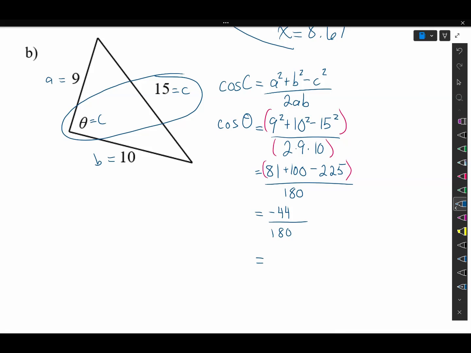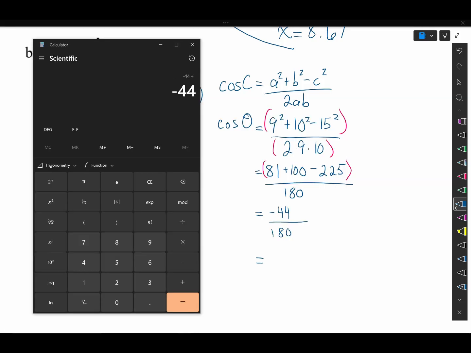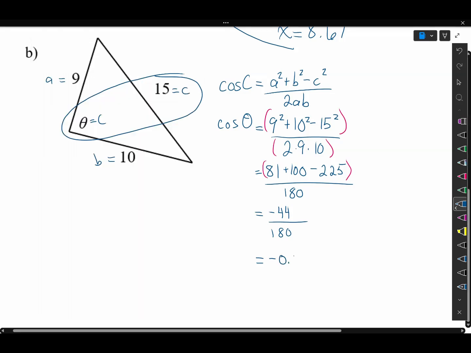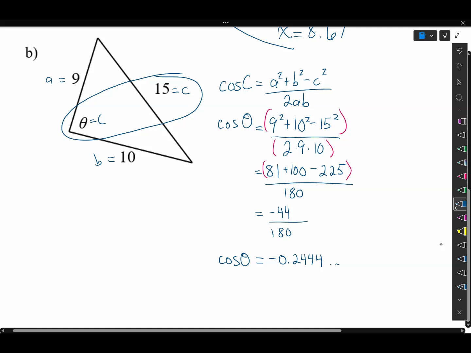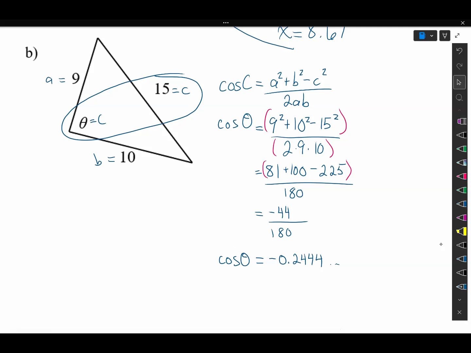So I'm working with negative 44 over 180. Divided by 180, I end up with negative 0.2444 repeated. Easy. Now, that is the cosine of theta. So don't forget, right here, we're not focused on finding the cosine of theta, although that's a step. We're focused on finding what is the value of theta itself. So I will need to perform an inverse cosine right here of both sides.